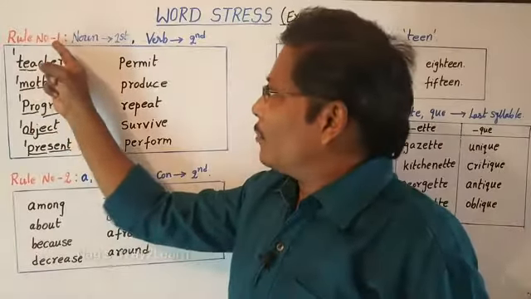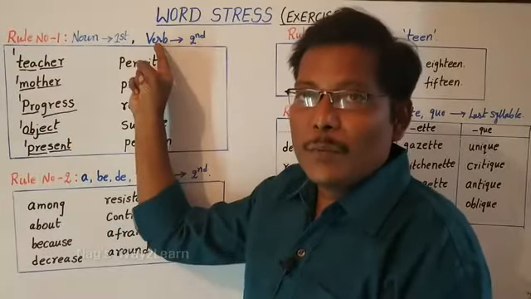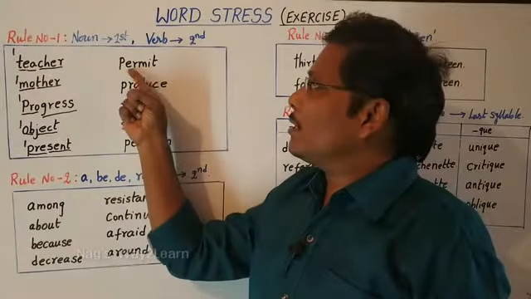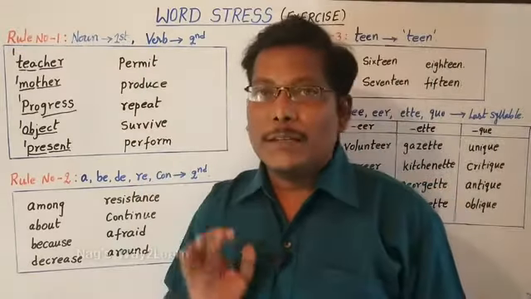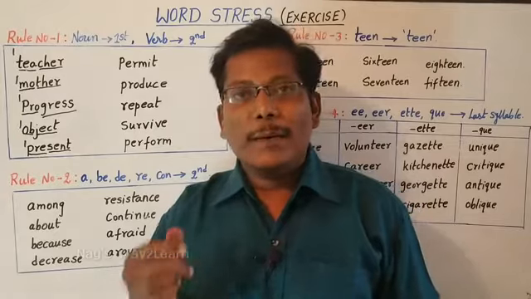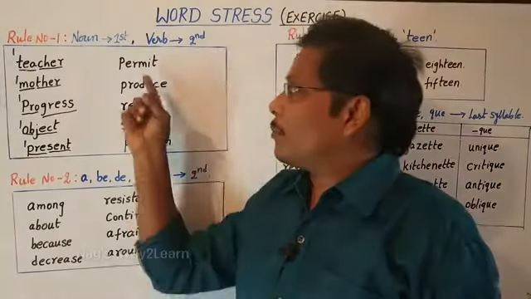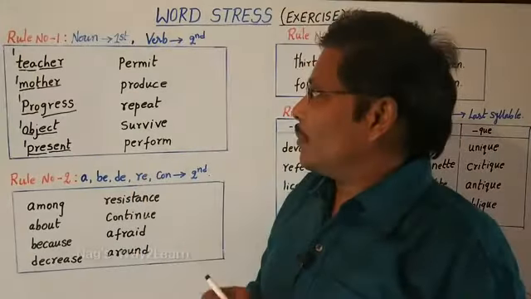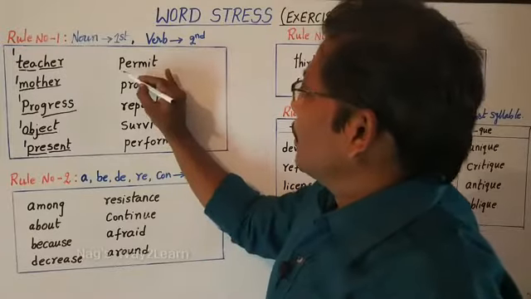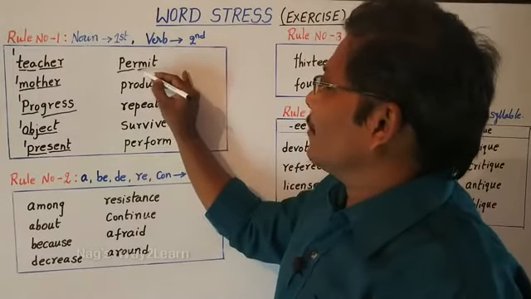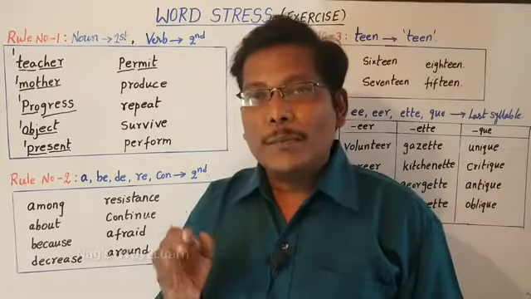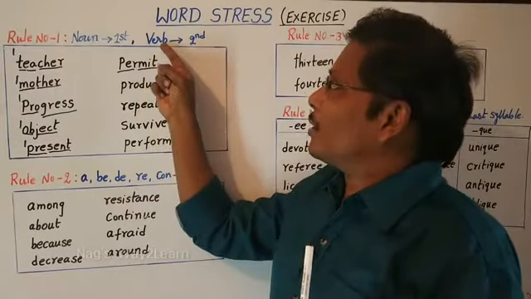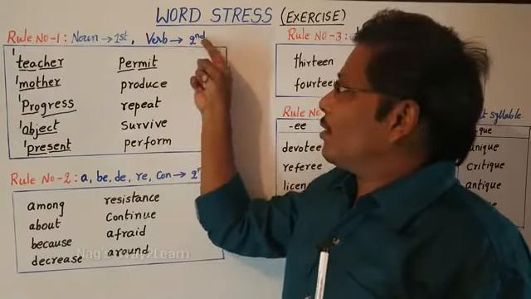In the same rule number 1, what is the second point? If a verb is there, the stress should be on the second syllable. For example, you see this word permit. Here permit, permitted, these are verb forms. So this is a verb, and moreover there are two syllables, per and mit. So where should we put the stress mark if a verb is given? If the verb is given, the stress should be on the second syllable.